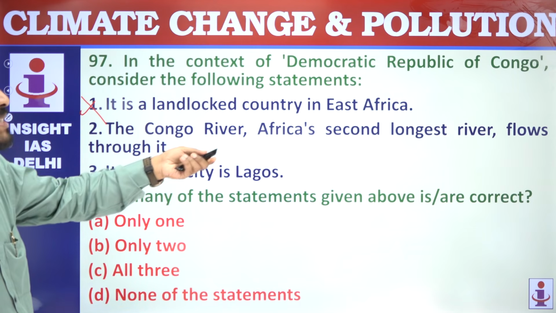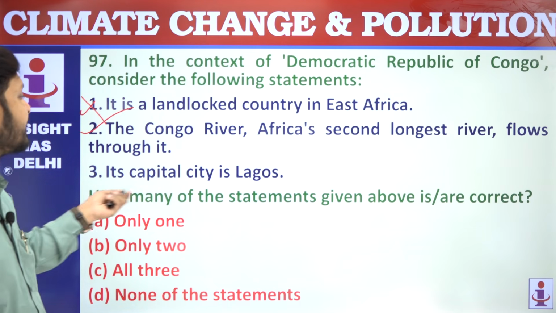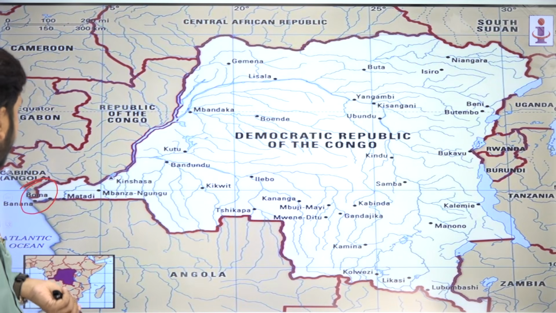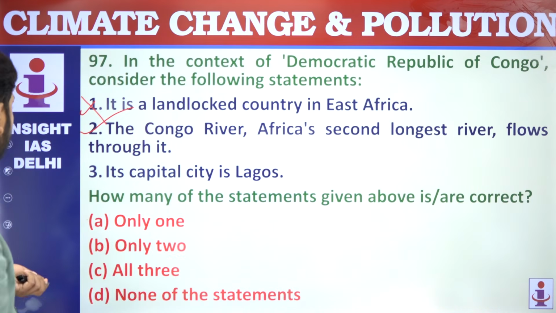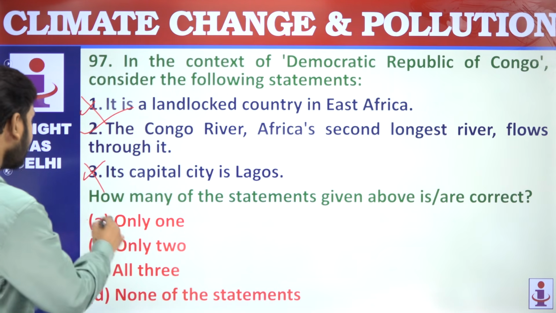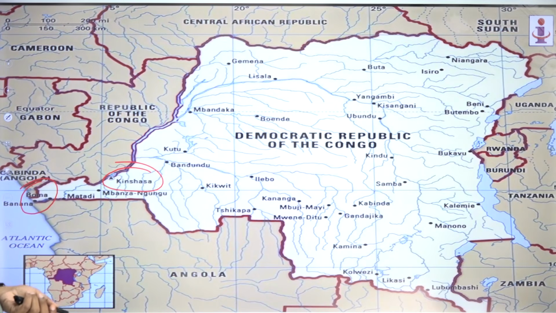The Congo River, Africa's second longest river, flows through it. Yes, this is the right one. Its capital city is Lagos. No, its capital city is not Lagos, it is Kinshasa. So this one is also wrong. Only one statement is correct. So which of the following are correct? Only one. A is the right answer.